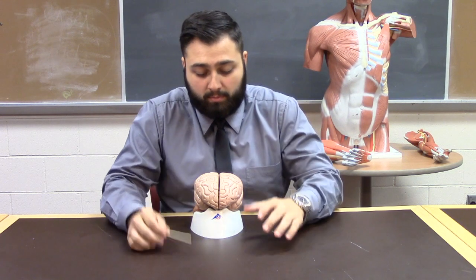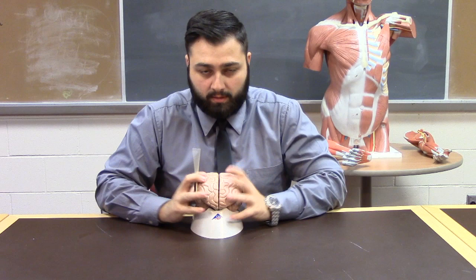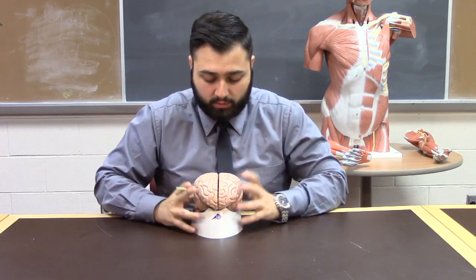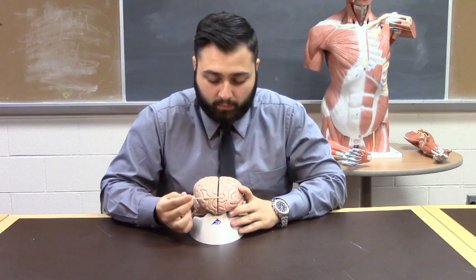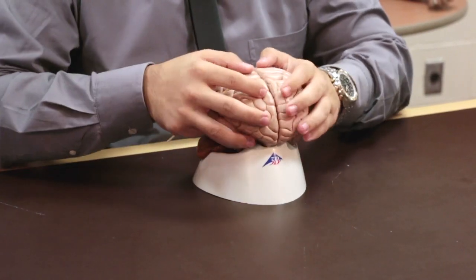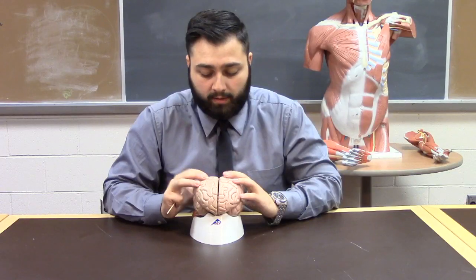Okay guys, welcome back to the last video. This is going to be on the brain for your last lab exam. We're going to start here with the cerebral cortex, okay? The very outside of the brain, that's all of that gray matter, okay?